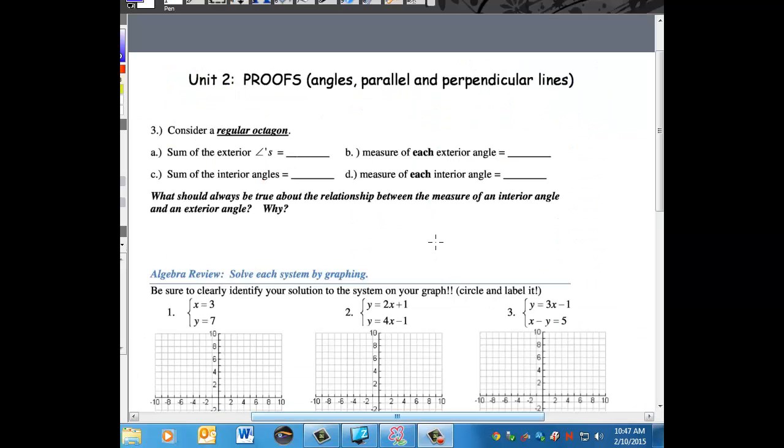Last problem. They want us to consider a regular octagon. So let's draw out an octagon just to get a visual. An octagon is going to have 8 sides. It looks like our stop sign. And the key word here is regular. So all sides are congruent, and all the angles are also going to be congruent.